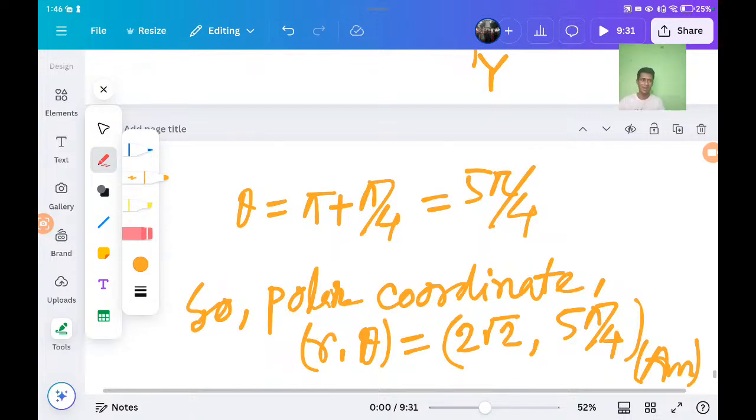Thanks. I have done the first math, then I am going to the second math.